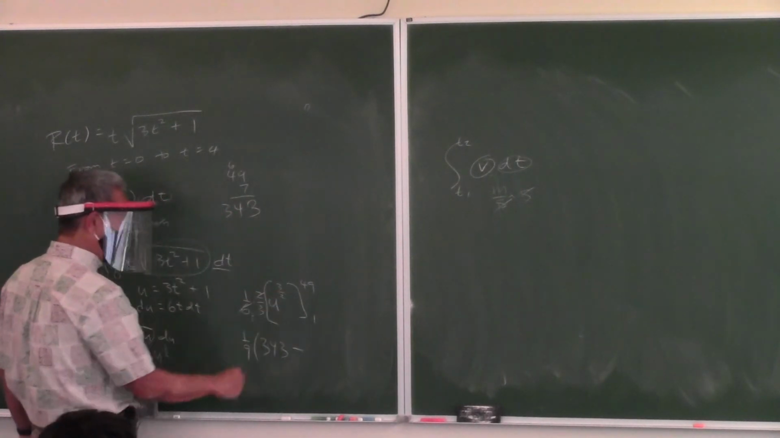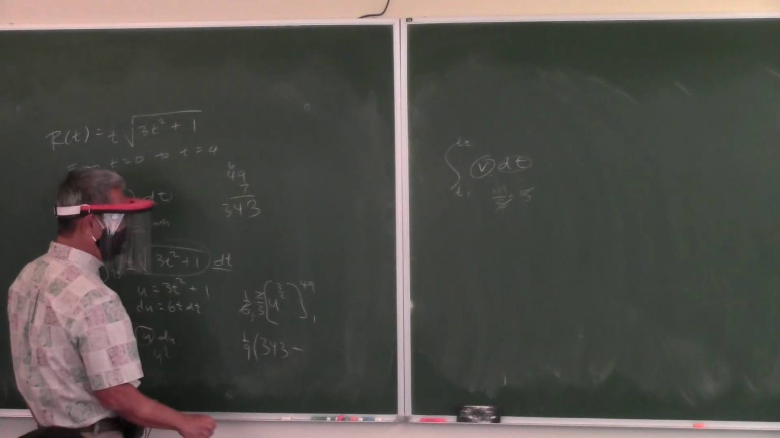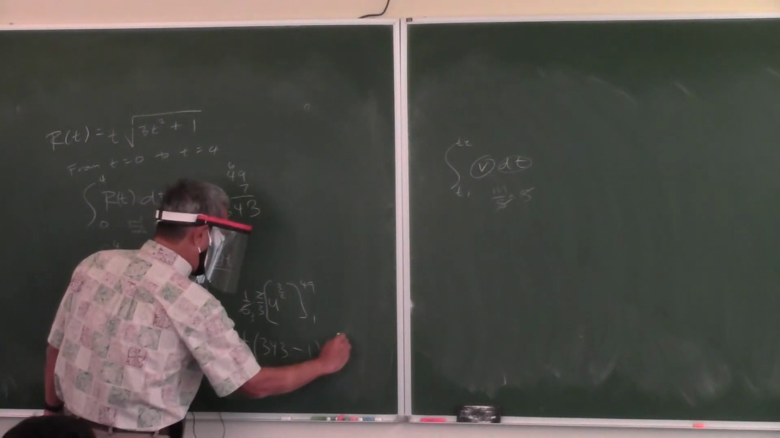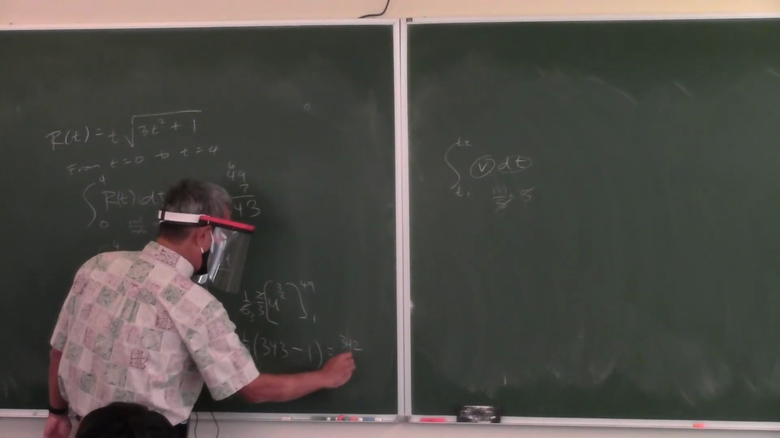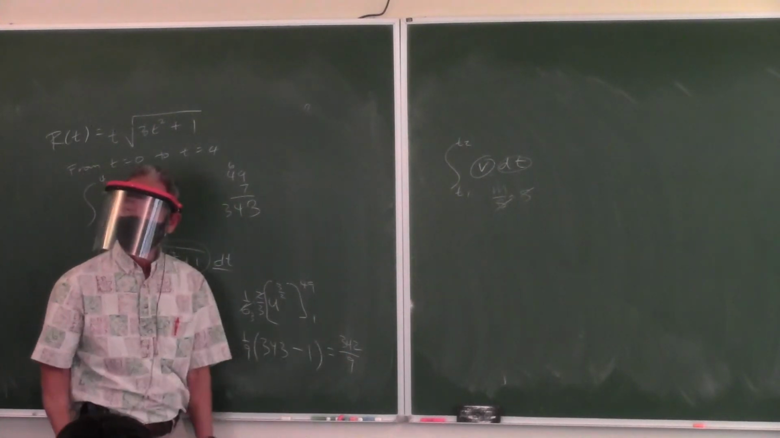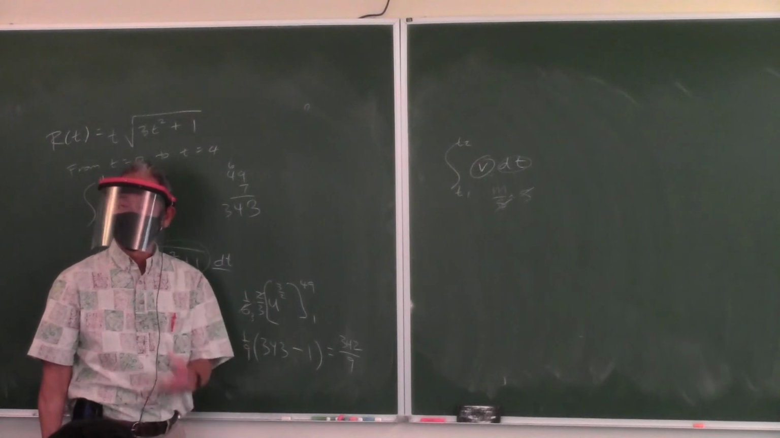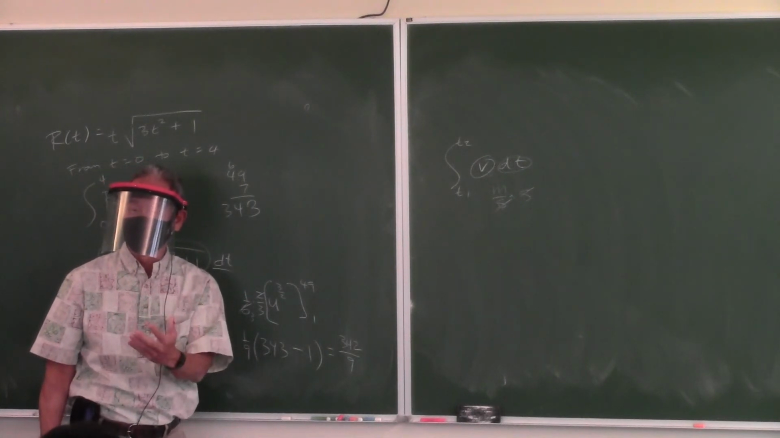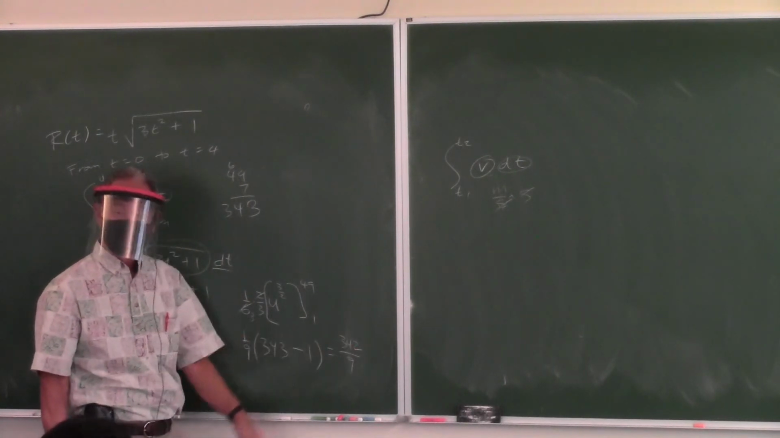Minus, plug in the bottom number. 1. So 342 over 9. How do I know 9 can go into 342? Because it adds up. How do you know if a number is divisible by 9? You add up the digits.